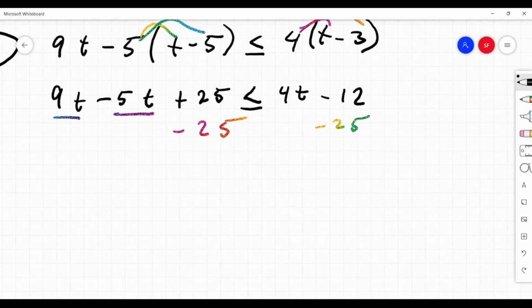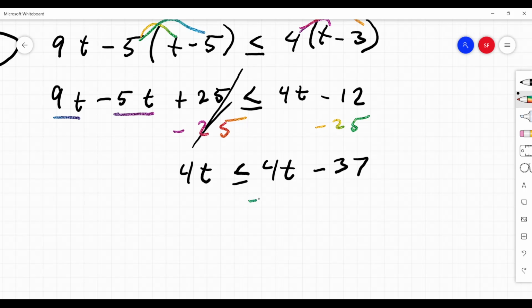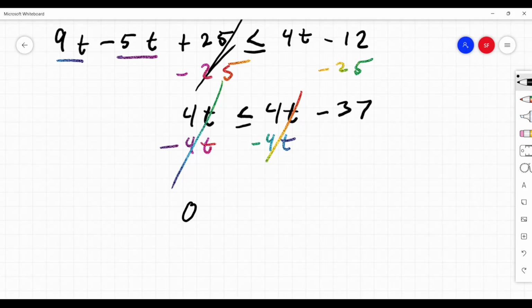So 9t minus 5t is what? Is 4t. 4t is less than or equal to 4t. -12 minus 25 is -37. We're going to subtract 4t from both sides. So 0 is less than or equal to -37.